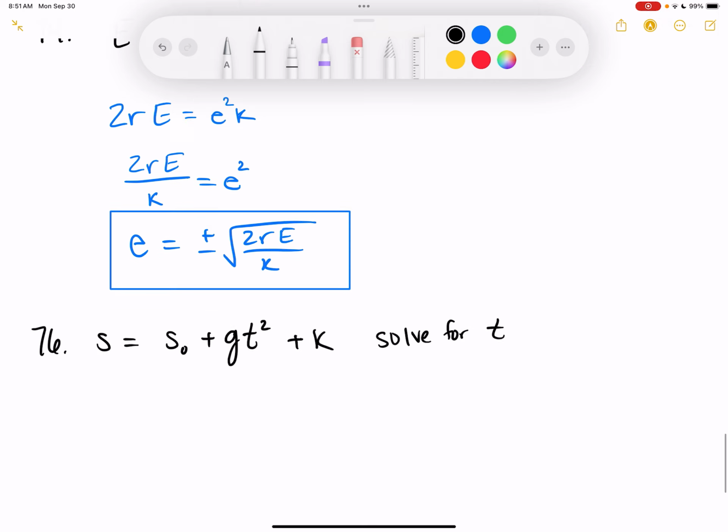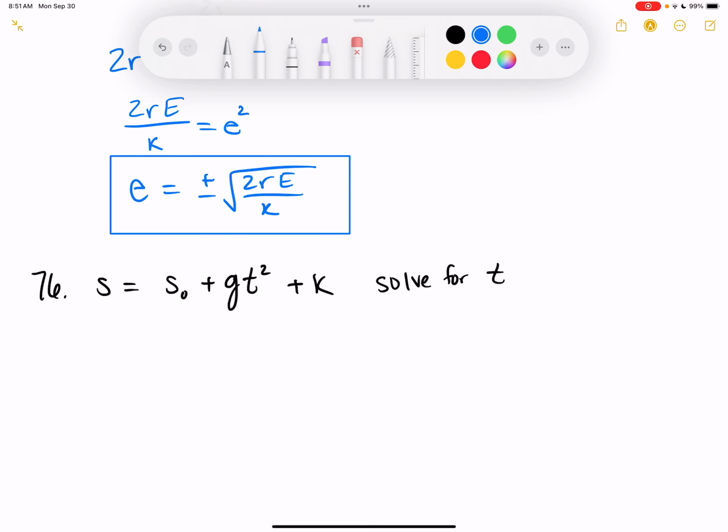So any idea what I need to do first to try to get T by itself? Subtract K. And what else? Subtract S. Yep, so I'm going to subtract this S sub 0 and the K. The main reason I said that is because I just want to go ahead and do both in one step, so I don't have to do it multiple times. So S minus S sub 0 minus K equals GT squared. Now what? Divide by G, so S minus S sub 0 minus K divided by G equals T squared.